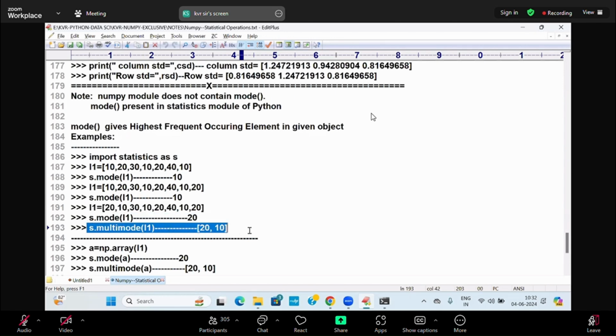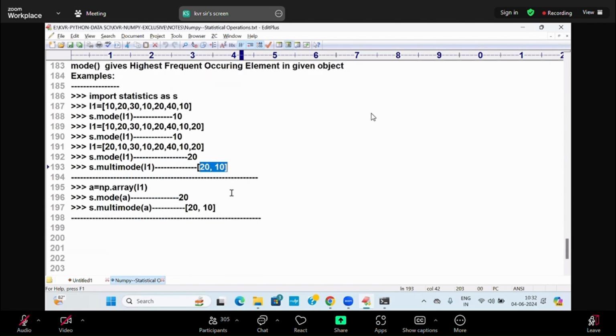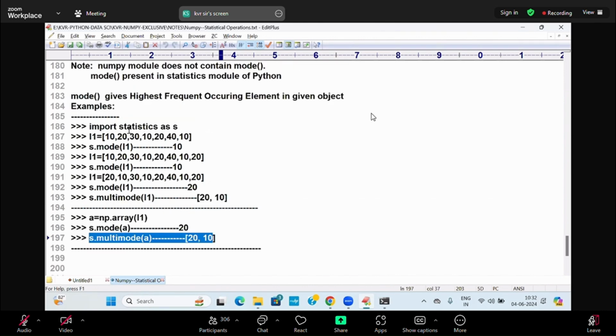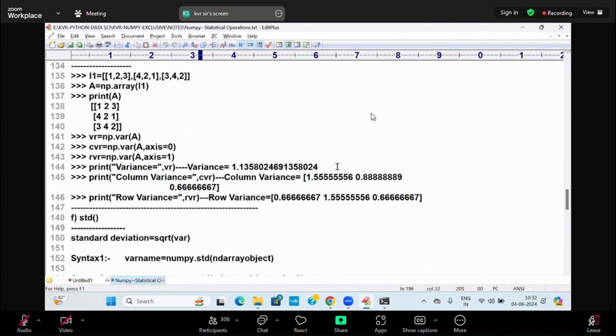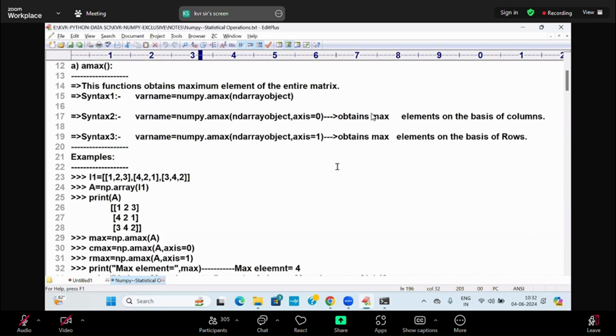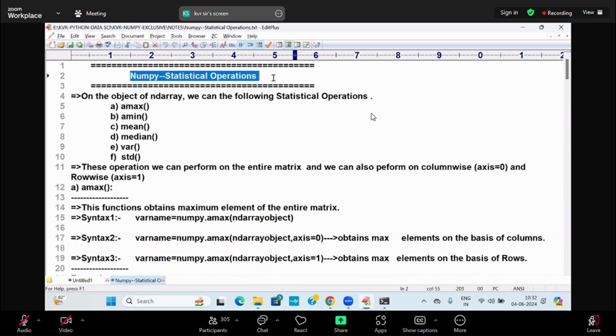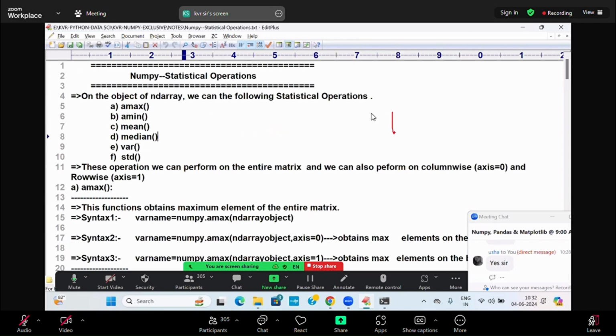Multimode will give you what? Equal number of 10s and 20s actually repeated. Both of them are equal in number, and it is going to give you both. Converting this L1 into an ndarray, I found mode and then multimode. This is about statistics related operations. If they ask about mode, don't say mode is present in NumPy. Mode is present in the statistics module. This comes under what operations, students? Statistical operations.